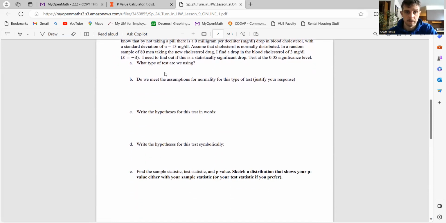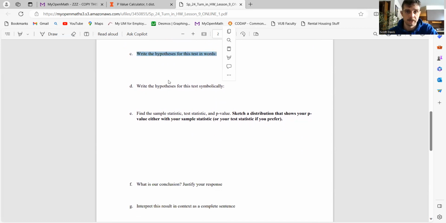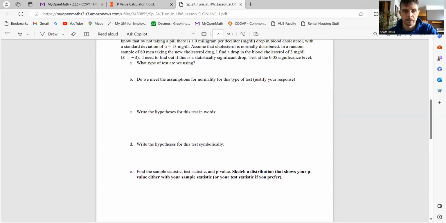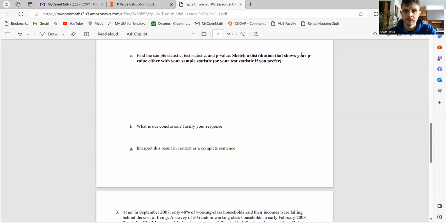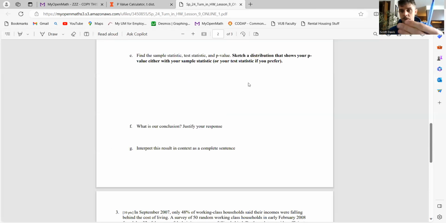Second question is going to be very much the same, just a hypothesis test start to finish. The one difference here, write the hypotheses in words and then write them symbolically. So H sub 0, and then what do the math symbols mean? What are we actually testing here? And one other difference, you need to sketch a distribution that shows your p-value. So sort of like here's an image of that distribution. I would want you to sketch the similar distribution connecting the p-value to the distribution you're using.